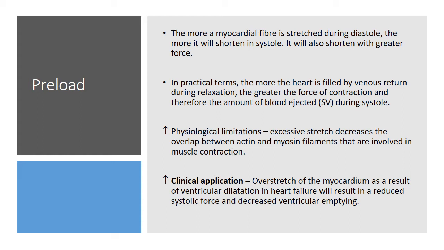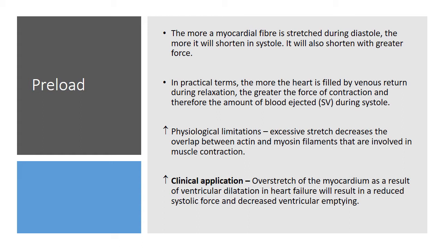However, there are some limitations to this. The more we stretch it, we can reach an excessive amount of stretch. And that is the point at which our actin and myosin filaments actually decrease the amount at which they overlap. These are the two parts of the myocardial fiber that are involved in contraction. And so once they're stretched too far, we actually then start to lose the force in contraction.